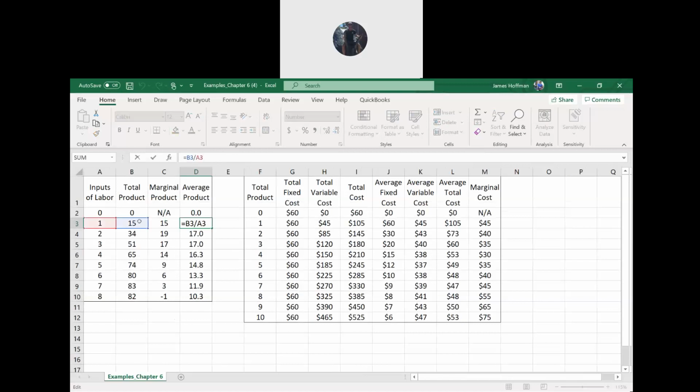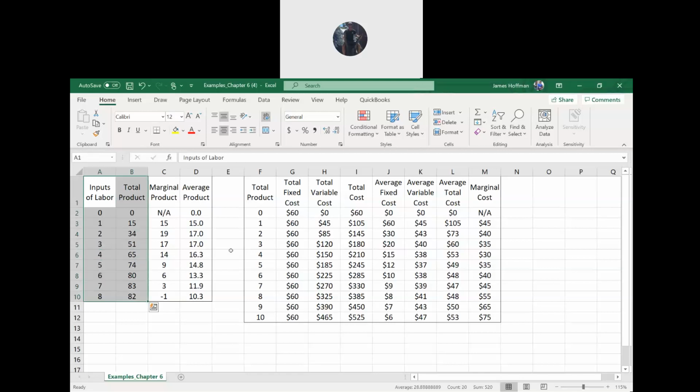Okay, and average product is just total product divided by units of labor. So if you're using 1 unit of labor, you're producing 15 units on average. If you're using 2 units, you're producing 34 divided by 2, 17 units, and so on. All right, so just applying those simple definitions to this information that was given here. All right, so everyone sees how we calculate marginal product and average product, based on a little example of data.